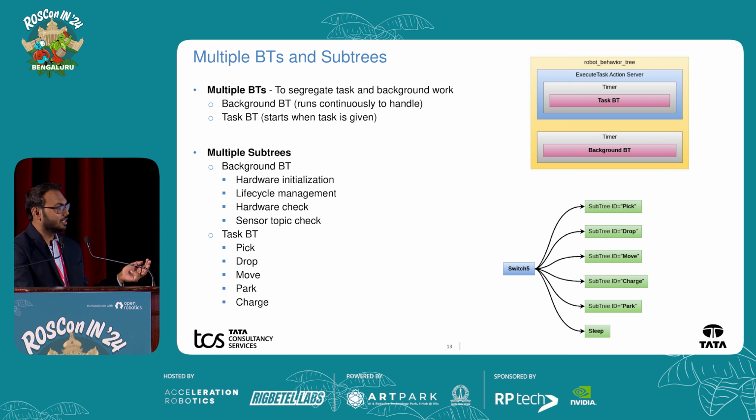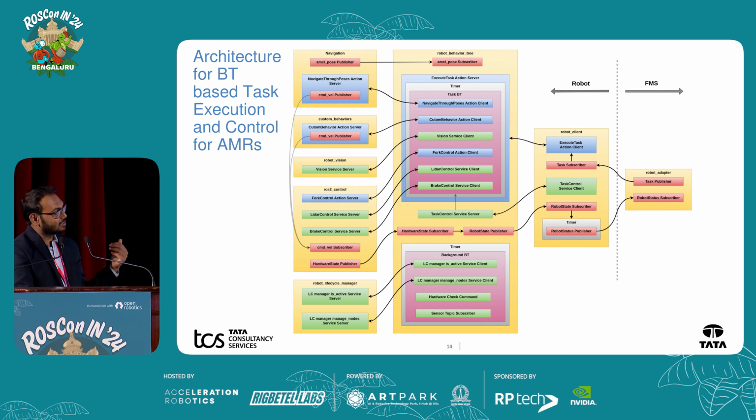And for the task BT, depending on different tasks, we can create different subtrees. It simplifies things. We have done pick, drop, move, park, and charge. So whenever a task comes, depending on that, you can use this switch. It's already there in behavior tree, and you will be calling that subtree. Whatever I explained, this is the overall architecture. It may look complex, but it's the same as what I explained.